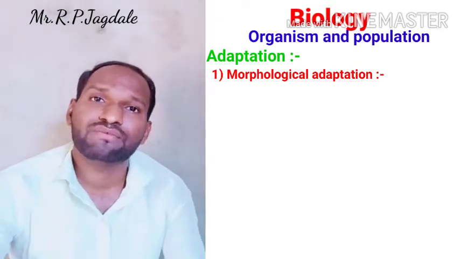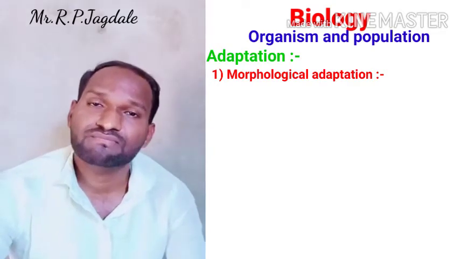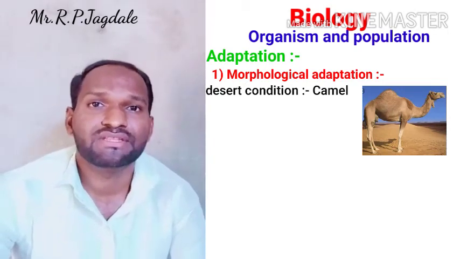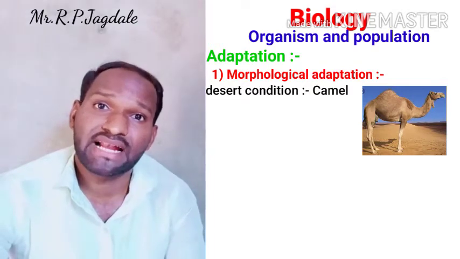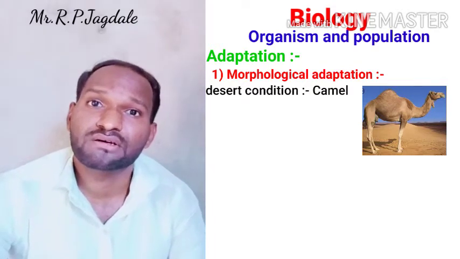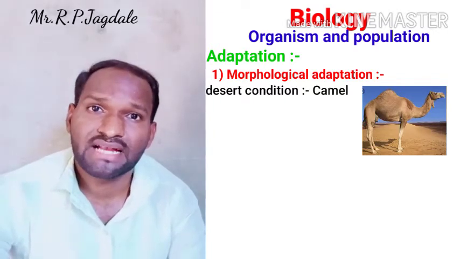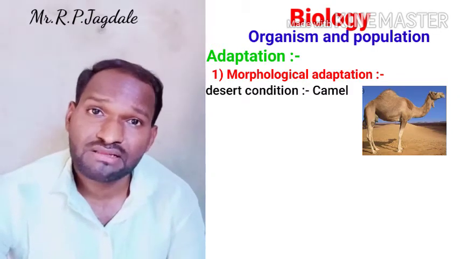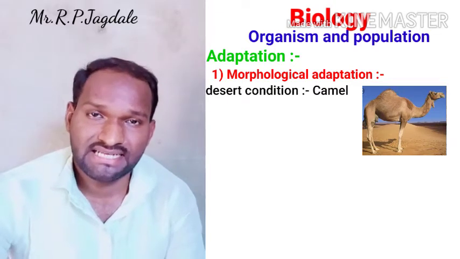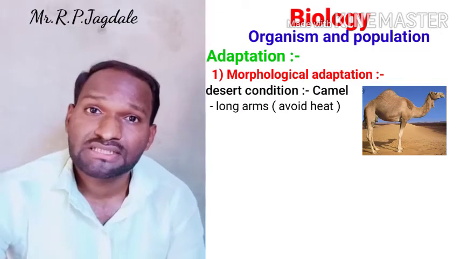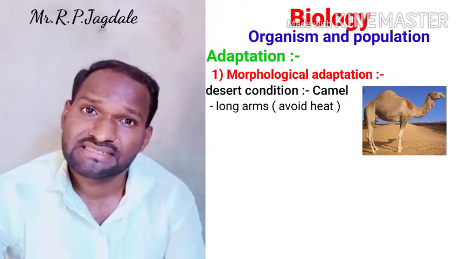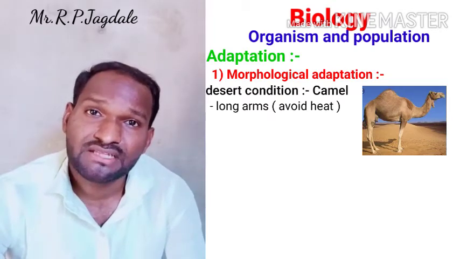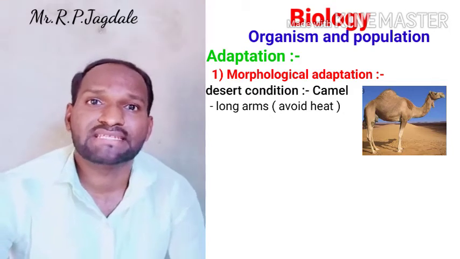In the animal, we will take the example of the desert condition. In the desert there are camels. We know the camel lives in the deserts, and they have certain adaptations to sustain their life in the desert. As we know, in the desert there is a scarcity of water and food. So what are the adaptations in the camel? The camels have long legs. Because the sand has a lot of heat, to protect their body from that hot sand, they have long legs to avoid that heat.